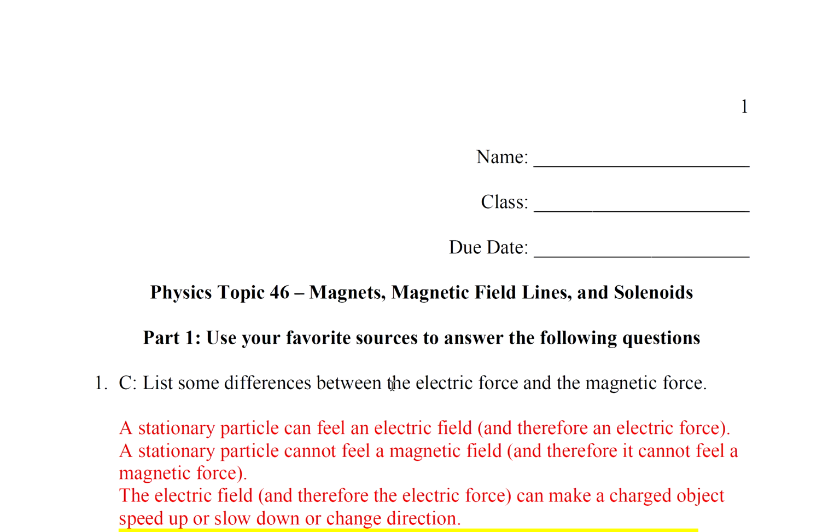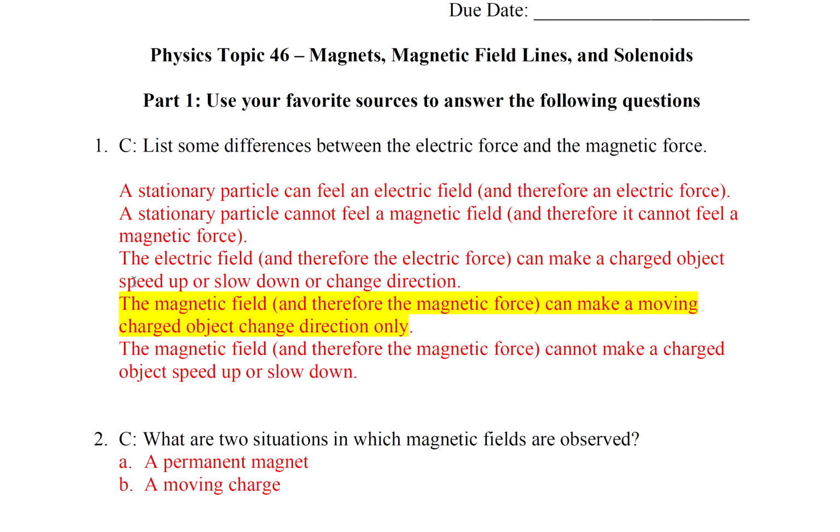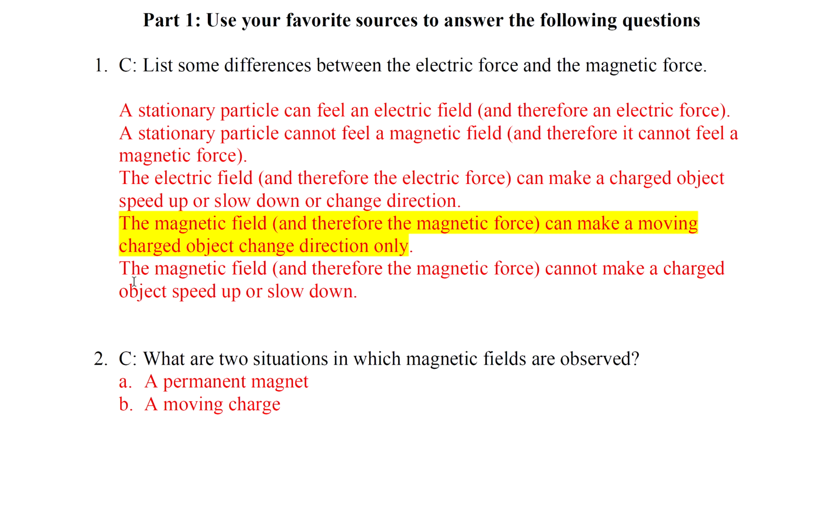This video is on topic 46, magnets, magnetic field lines, and solenoids. Question 1. List some differences between the electric force and the magnetic force. A stationary particle can feel an electric field and therefore an electric force. A stationary particle cannot feel a magnetic field and therefore it cannot feel a magnetic force.